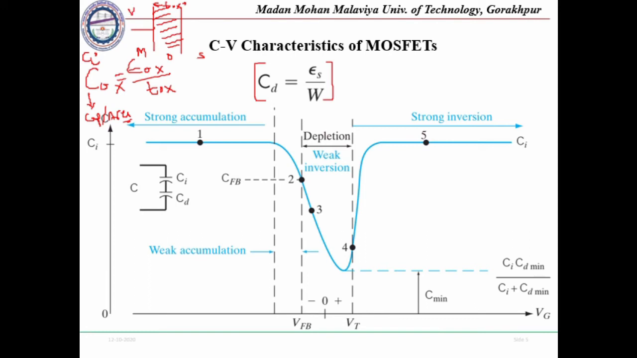So once we apply a gate voltage that is less than zero, this is a negative voltage at the gate terminal. This negative voltage will attract the holes to the surface region. So this will constitute the positive charge. This process of accumulation of holes at the surface is called the accumulation process.